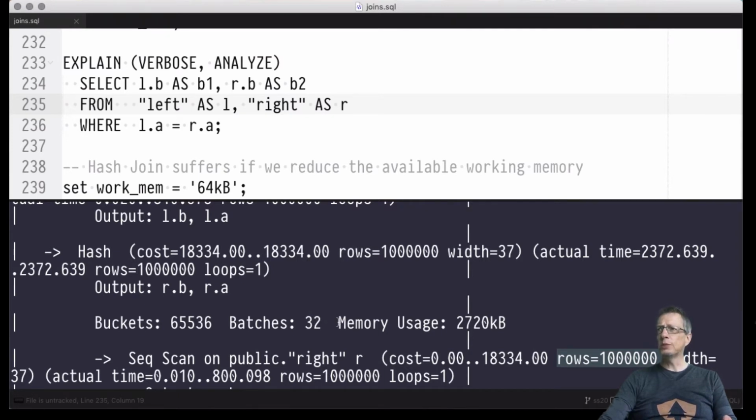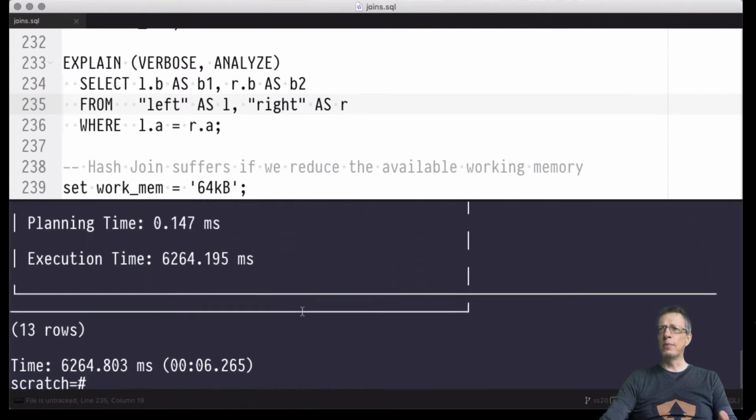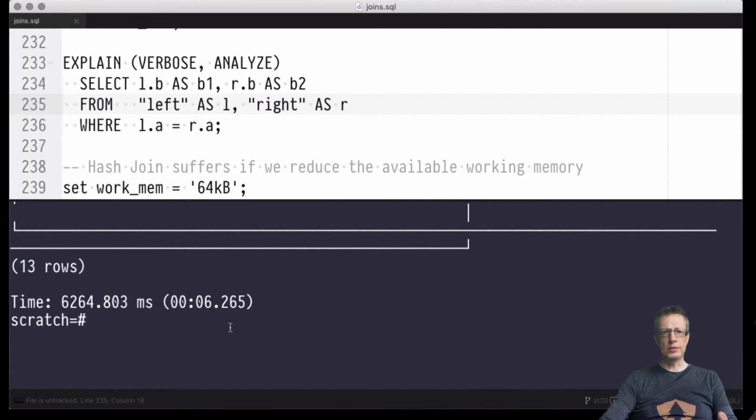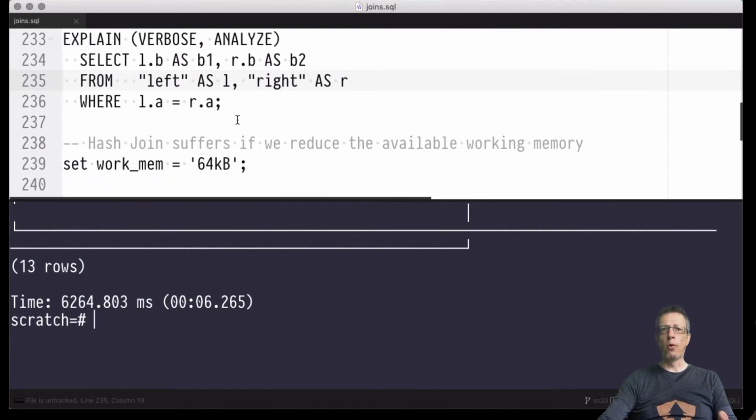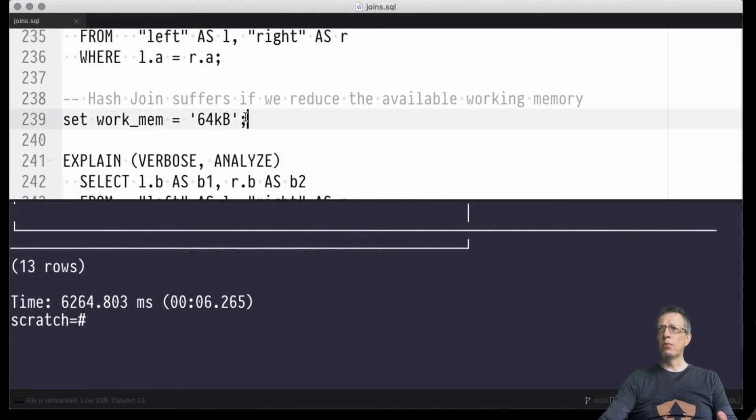And there has been some memory usage. All right, so 2 megabytes, 2.7 megabytes, and this batches number, we will come back to when we talk about the details of hash join, but it already suggests that hash join had a hard time to fit its operation into the available working memory. So let's make the scenario for hash join even more difficult and set the working memory to the absolute minimum of 64 kilobytes.